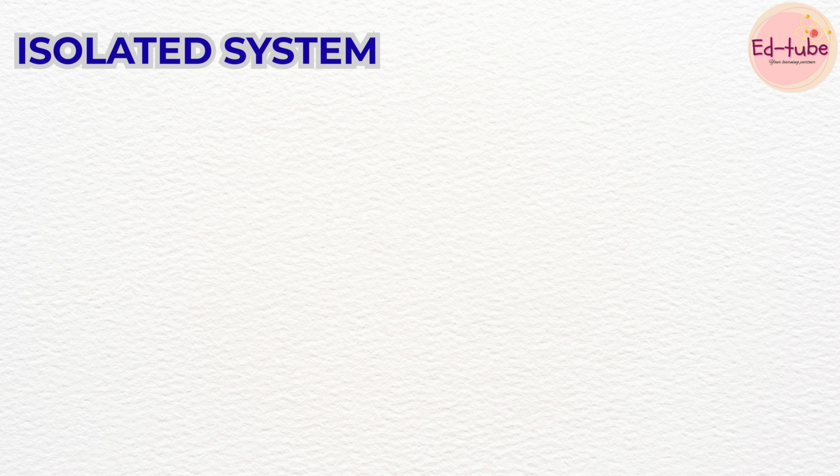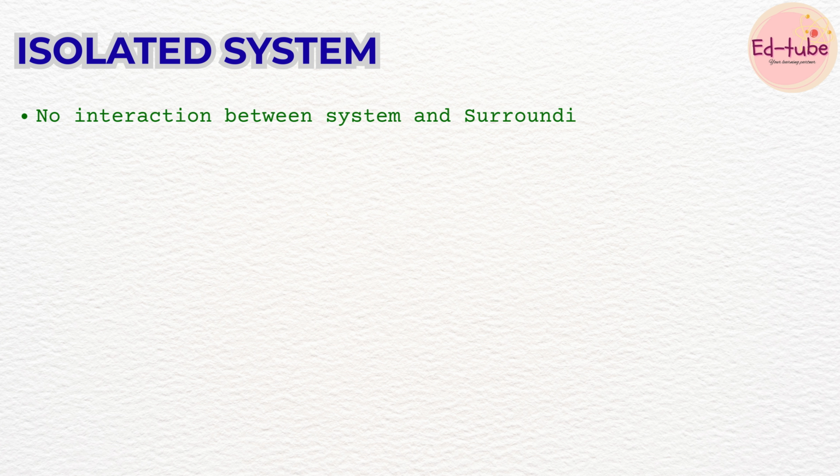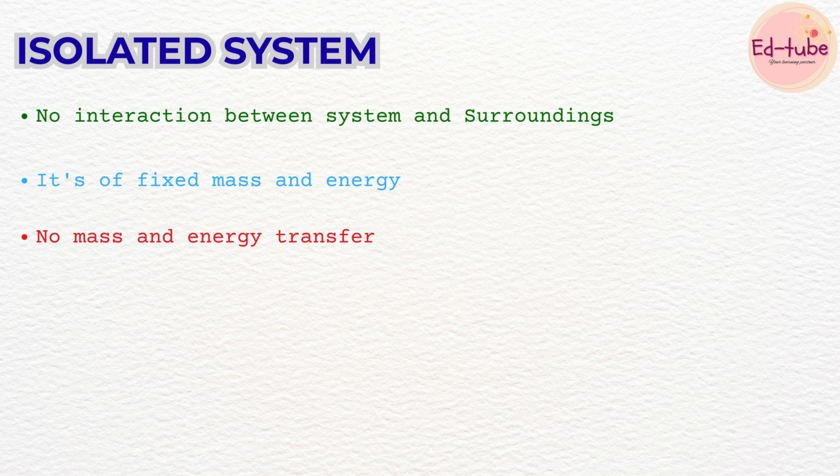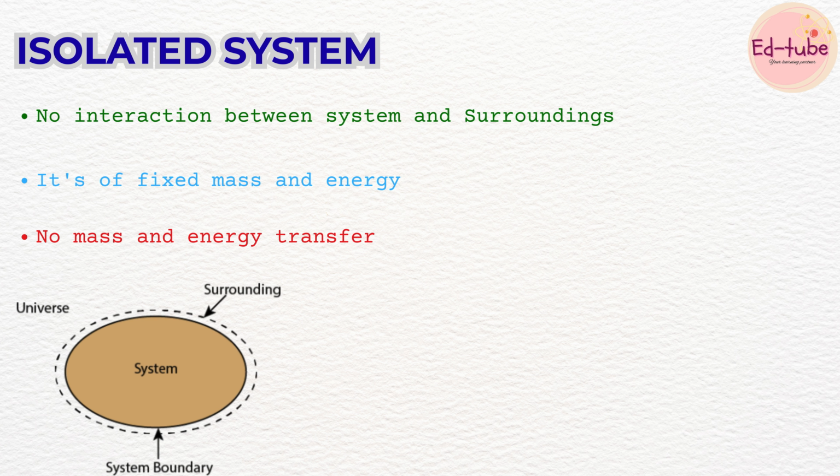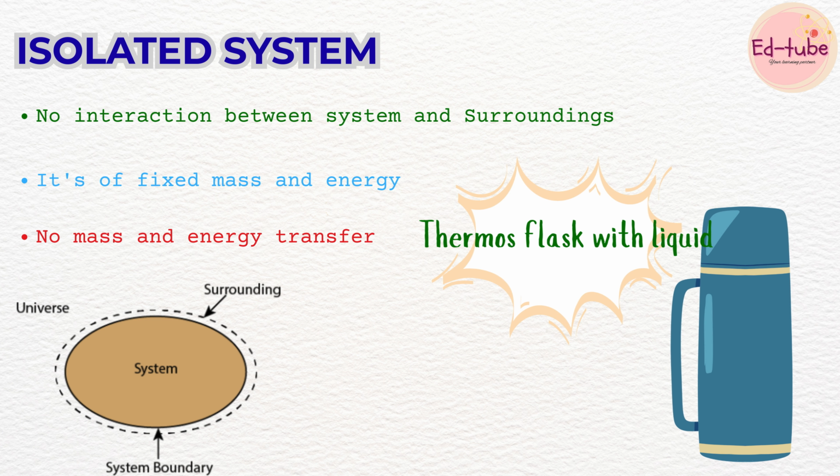Isolated system. In an isolated system, there is no interaction between the system and the surroundings. It has a fixed mass and energy, and there is no mass or energy transfer across the system boundary. The universe, which constitutes a system and its surroundings taken together, is an example of an isolated system. Another example of an isolated system is a thermos flask containing a liquid. Now, it's worth noting that perfect isolated systems don't really exist in real life, but we can consider a well-insulated thermos flask as a close approximation.